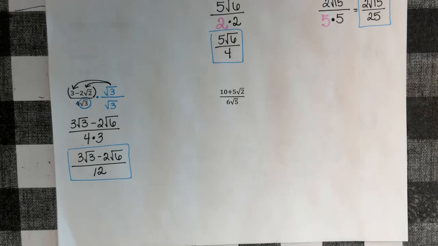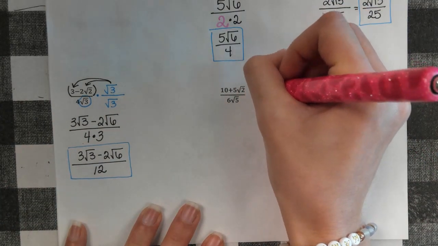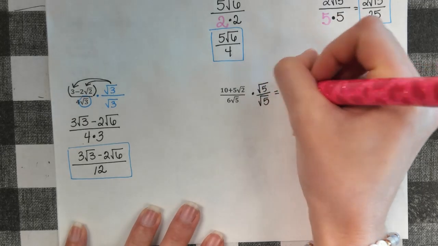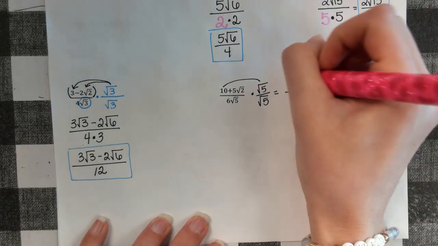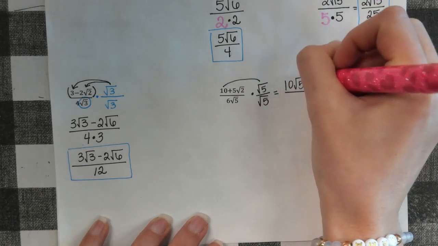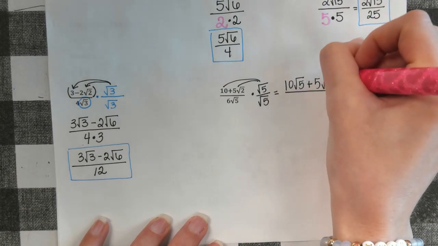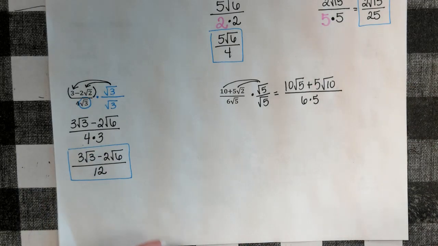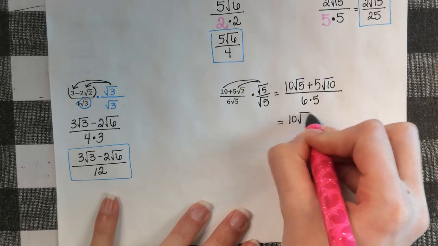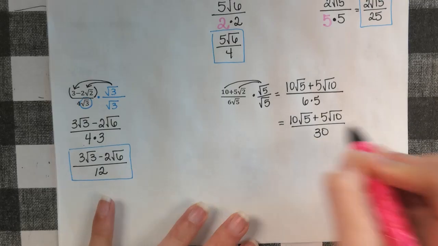Okay, y'all all got that we're supposed to multiply by what? Square root of 5. Okay, so when I distribute that, 10 times the square root of 5 is 10 square root of 5, plus 5 square root of 2 times square root of 5 is 5 square root of 10. And then 6 times 5 in my denominator. Okay? So that leaves me with 10 square root of 5 plus 5 square root of 10 over 30.